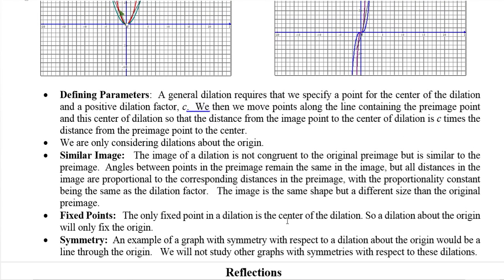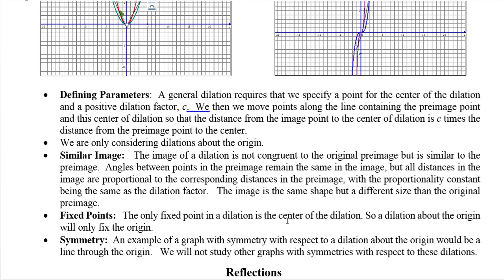So in general, the defining parameters for a dilation require a point for the center of the dilation and a positive dilation factor c, and we move points along the line containing the preimage point and the center, so that the distance to the image is c times the original distance. We're only considering dilations about the origin here, so the point is the origin. The image of a dilation is not congruent to the original, but it's similar to it.